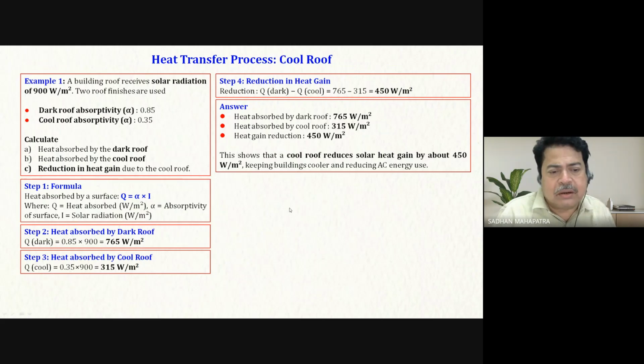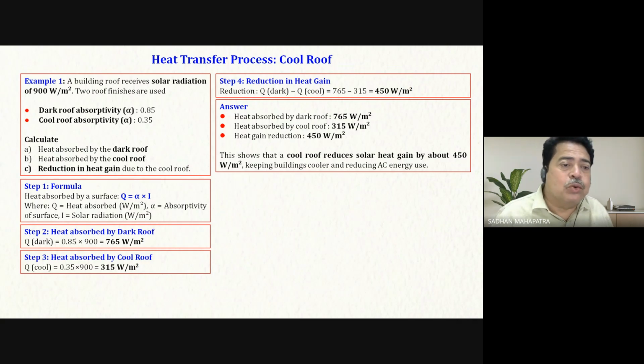The formula: the amount of heat absorbed by the surface, Q, is absorbability times radiation, Q = alpha times I. Here Q is the heat absorbed in watt per meter square, as we are looking at unit area. Alpha is the absorbability of the surface. I is the solar radiation in watt per meter square. For the dark roof, it's 0.85, radiation is 900. So 0.85 into 900 is 765 watt per meter square. That is the amount of heat absorbed by the roof.